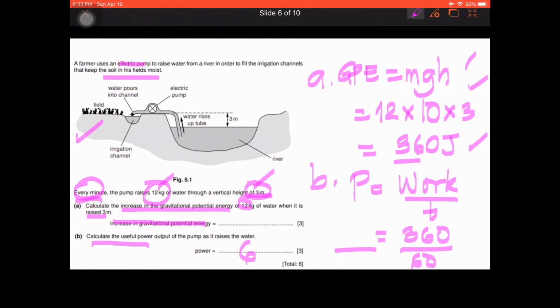Okay, here I will put the answer here because there's no space over there. 6, and joule per second is fine, or 6 watt. So this is the answer for this problem.